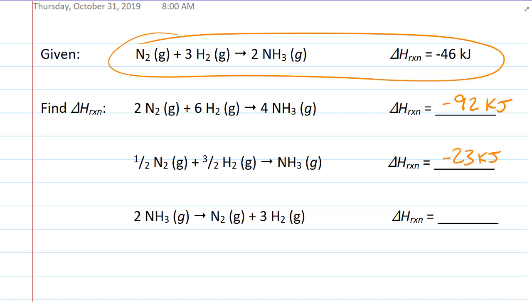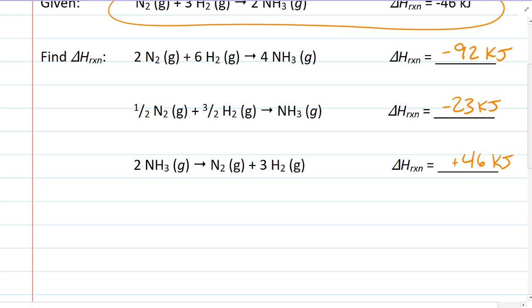Look at this reaction right here. How does it compare to what we're given? It is flipped around. If we reverse the reaction direction, what do you think happens here? It becomes positive. We simply change the sign. So this here becomes a positive 46 kilojoules. Okay? So this is how thermochemical equations work. When we change the direction of the reaction, we change the sign. If we change the size of the coefficients, the size of delta H changes proportionately.